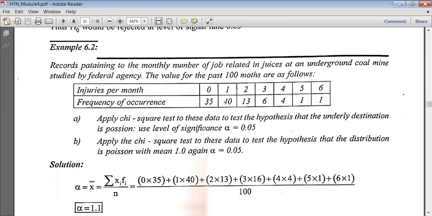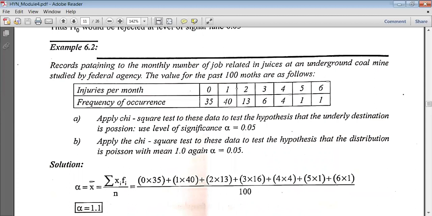This is repeatedly asked in your exam. Let us move on to one more example for goodness of fit test. The question says the records pertaining to the monthly number of job-related injuries at an underground coal mine studied by a federal agency. The values for the past 100 months are as follows.